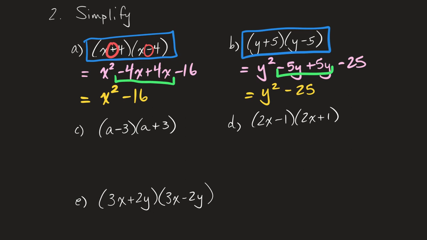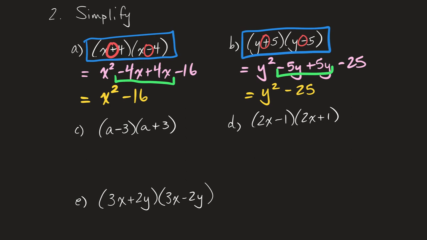Take a look at B. I have the same values inside my brackets, different terms. Different signs in between. And maybe you can see because of my pink line why that results in the pattern when we simplify.